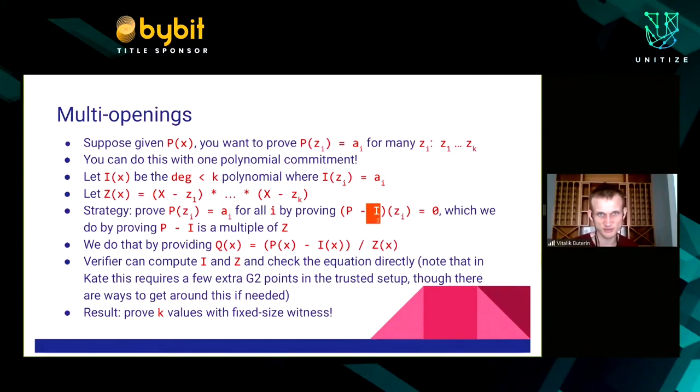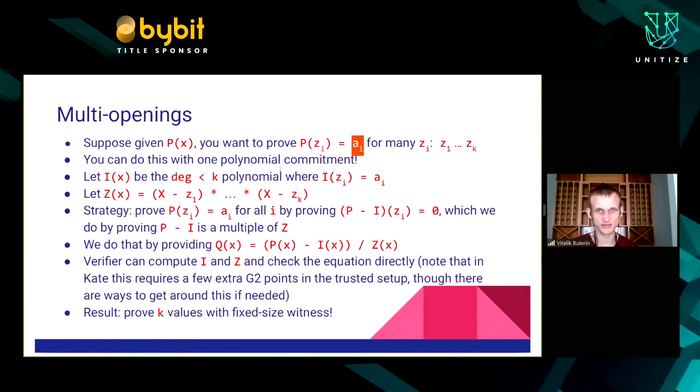So this interpolant is the degree less than k polynomial which, evaluated at every Zi, gives you Ai for every one of these coordinate pairs. The reason why you do this is that if P equals Ai at every Zi, then because the interpolant equals Ai at every Zi, P minus the interpolant is going to equal 0 at every Zi.